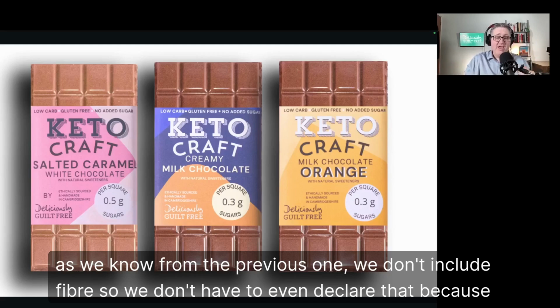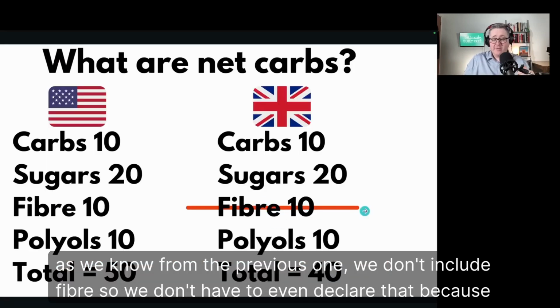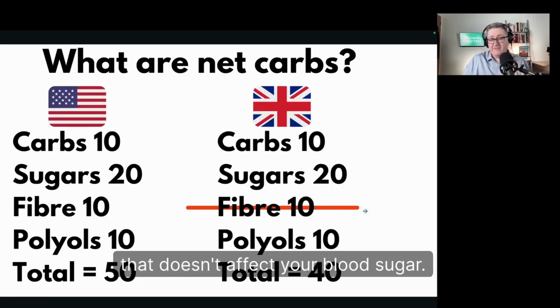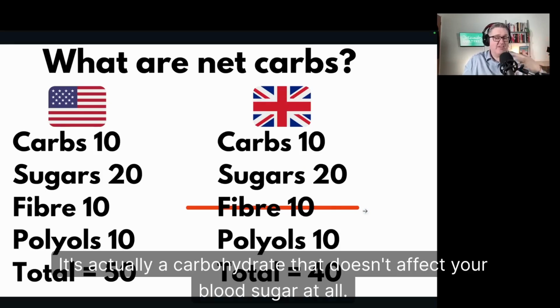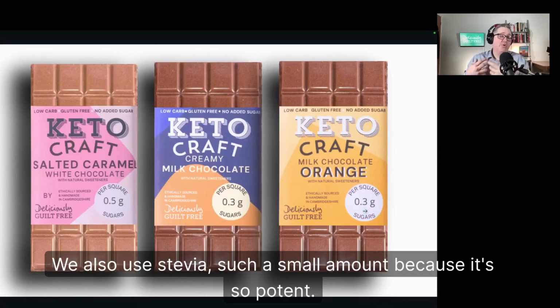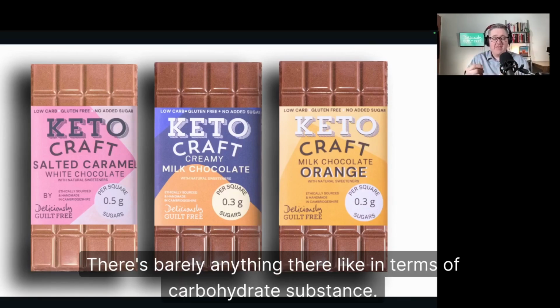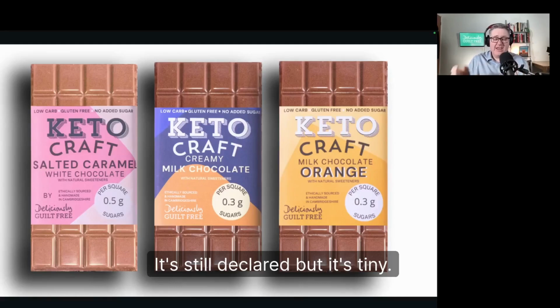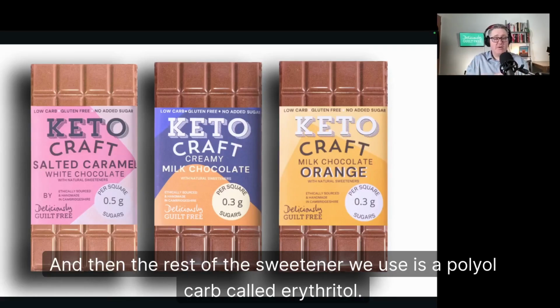And as we know from the previous one, we don't include fibre, so we don't even have to declare that because that doesn't affect your blood sugar. It's actually a carbohydrate that doesn't affect your blood sugar at all. And in the UK, we don't declare that. We also use stevia, such a small amount because it's so potent. There's barely anything there in terms of carbohydrate substance. It's still declared, but it's tiny. And then the rest of the sweetener we use is a polyol carb called erythritol.